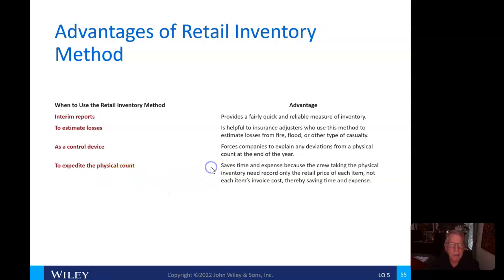It saves time and expense because the crew taking the physical inventory only needs to record the retail price of each item, not each item's invoice cost. That saves a lot of time and expense depending on the company.